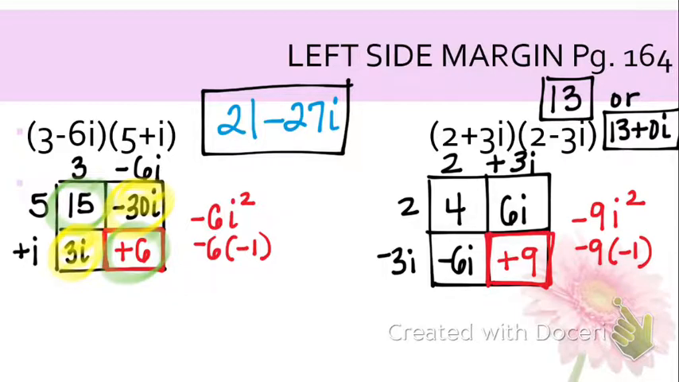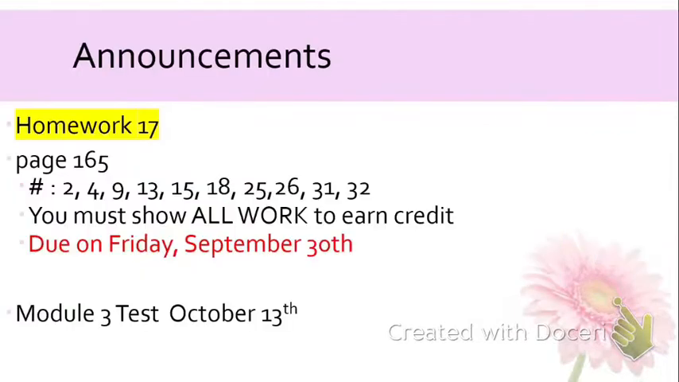So let's start homework 17. Let's take out a sheet of paper. Go ahead and copy it down. Also, again, I want to emphasize you have to show your work to get credit. So take out a sheet of paper, go to page 165, and let's write down number 2. Okay, there's no graphing in this homework. Don't need graph paper. Straightforward.